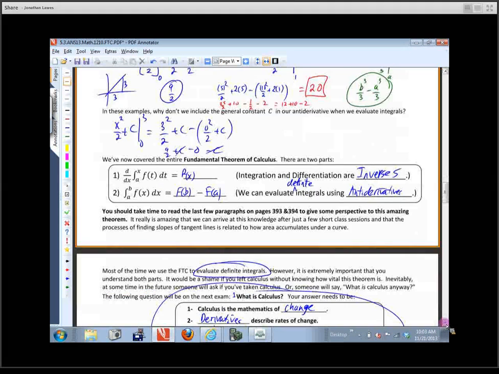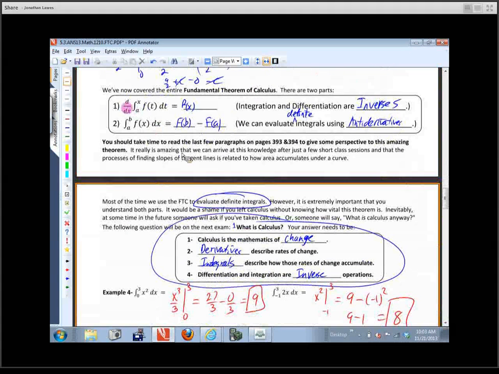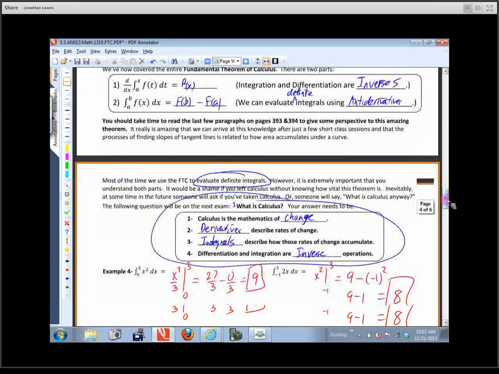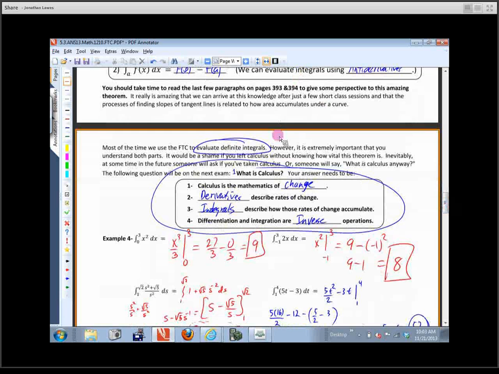We put the two parts together. This is the part that says the relationship between integration and differentiation, that they're inverses of each other. And then we said that we can evaluate a definite integral by using antiderivatives. So those are the two parts of the fundamental theorem of calculus. Hopefully you took time to read pages 393 and 394. Again, to put this into historical perspective, there is a ton of information there, and we did in a matter of a couple of days what it took people thousands of years to figure out.